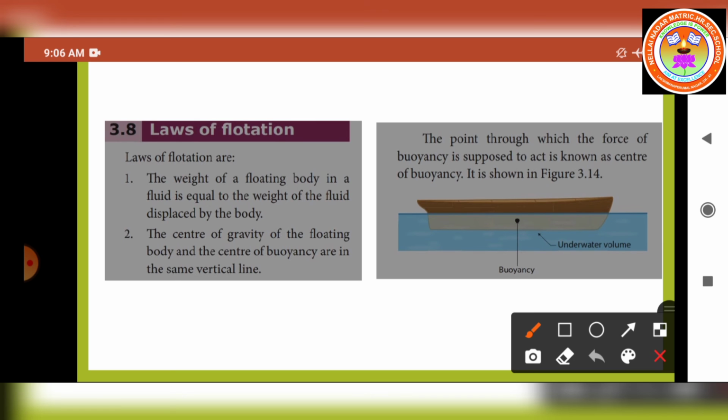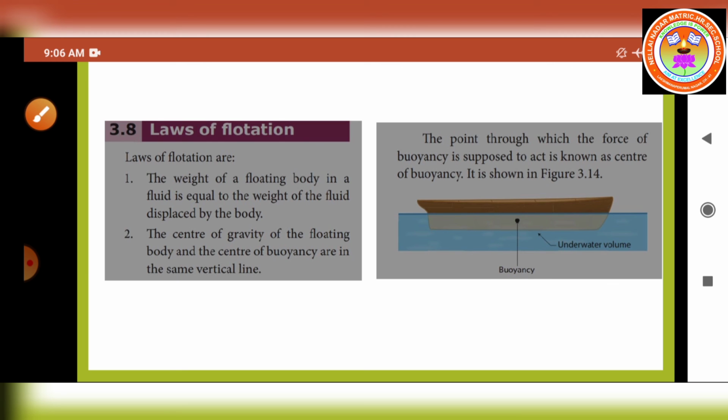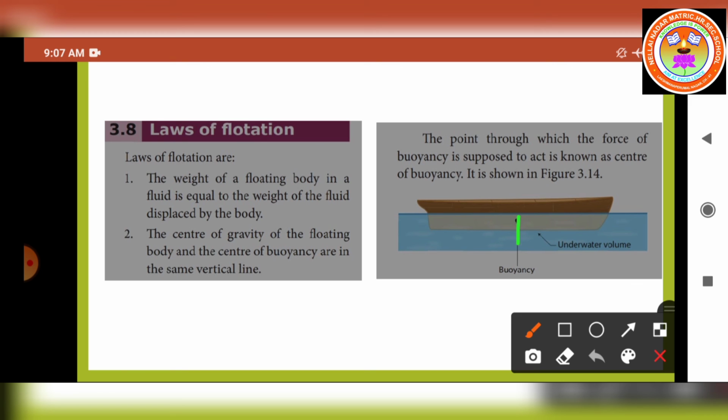And the second one: the center of gravity of the floating body and the center of buoyancy are in the same vertical line. And see the diagram also. See here, this is the downward direction. This is given as the buoyancy, and this we have to take as the center of gravity. Based on the center of gravity only, we have to explain this one. Isn't it? So the center of gravity of the floating body and the center of buoyancy are in the same vertical line. So this is the vertical line. So both are the laws of flotation. It's an important 2-mark question.